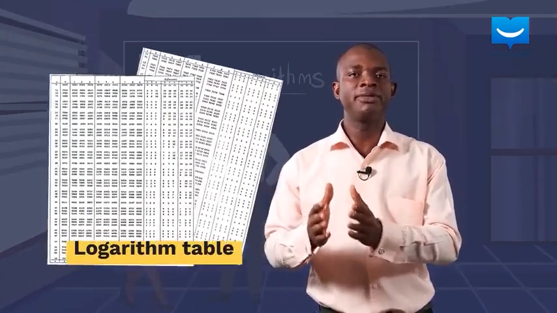But many scientists did not understand Napier's style. So he drew up a table by which scientists could easily look up the logarithm of numbers. That table is what today we call the logarithm table.